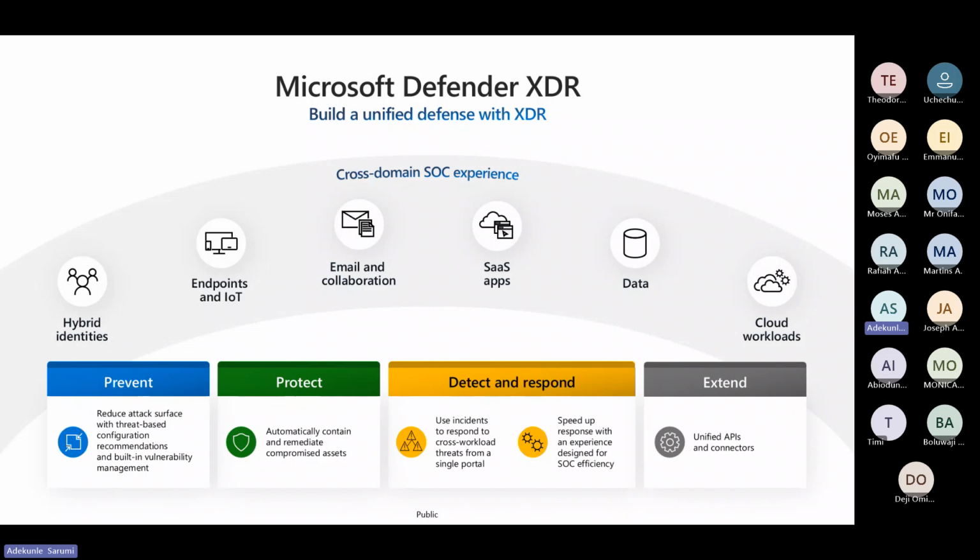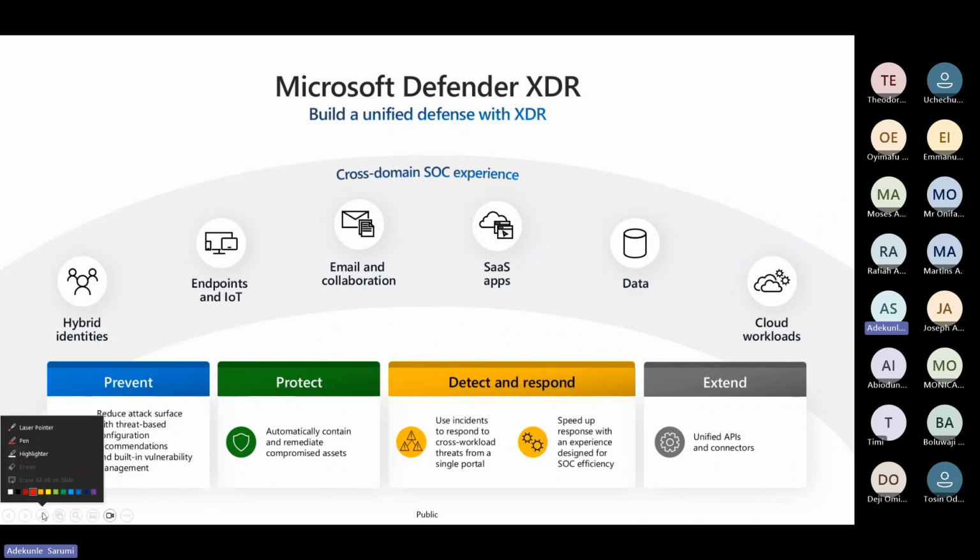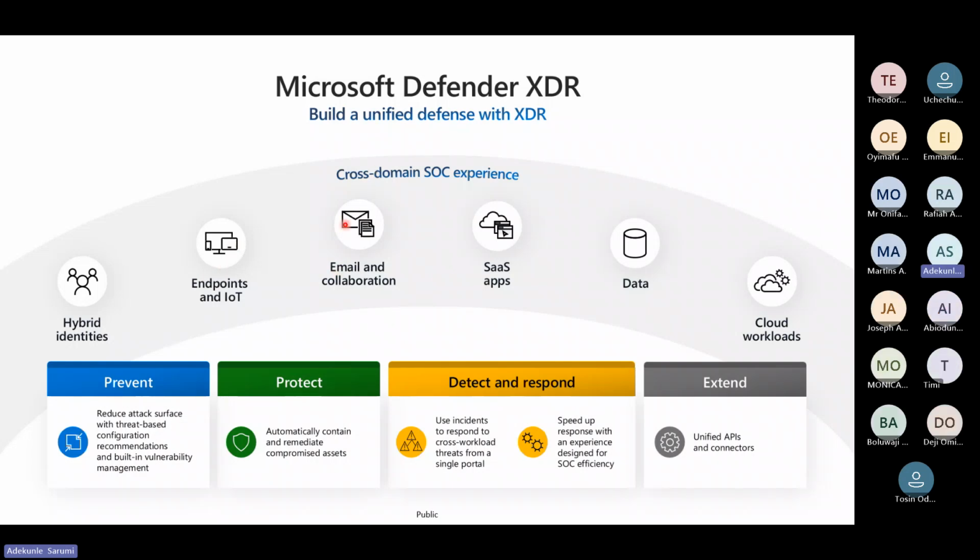This is just showing you how it cuts across the SOC experience cross-domain. So like I said, hybrid identity. Your hybrid identity would be the identities coming from on-premises and cloud. The ones that you've synced to the cloud, there's a protection for them using the Microsoft Defender for Identity and Entra ID identity protection. Also for your endpoints and IoTs, there's a defender for this, which is your Microsoft Defender for Endpoints. That actually protects your Internet of Things devices as well. Then email and collaboration, like I've said, it's the Defender for Office 365. Helps you to protect email.